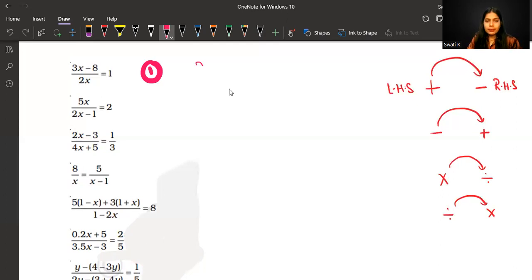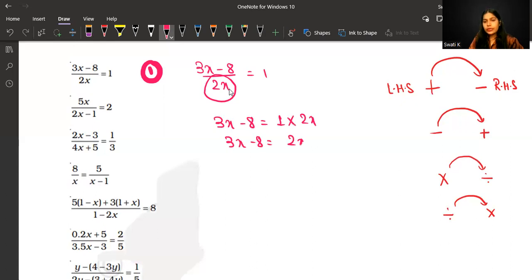So we have 3x minus 8 divided by 2x equals 1. We need to find out the value of x. You can see that this 2x is getting divided here, so I'll shift it to the other side first. It will become 3x minus 8 equals, and since this is getting divided, if you shift it to the other side, it will get multiplied. It will get multiplied with whatever number is already present on the RHS. So 1 as it is, and then times 2x. Now 3x minus 8 equals 1 times 2x, which is 2x.